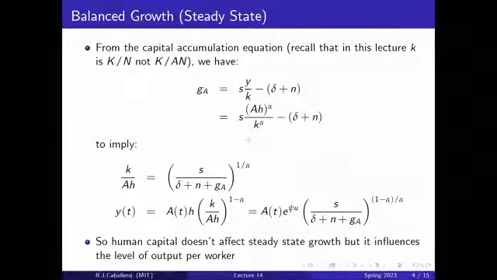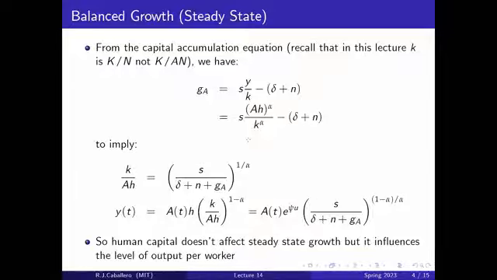That's what I did. And why did I do this? Well, because now I can measure delta, I can measure n, and I can measure gA. So this implies that I can solve out in a steady state for the level of capital per effective worker. I can solve from this equation, and it's equal to this expression here.